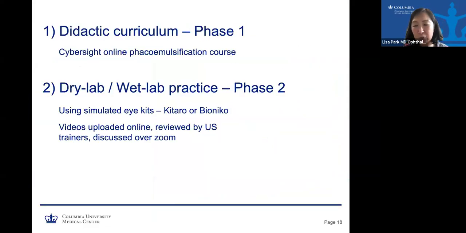So we've broken down those same components of our curriculum to be these 4 phases of this course, obviously in a very shortened version. And so the first is the didactic curriculum. A part of that is our meeting with you over these Zoom meetings in order to talk about certain issues, but we're asking you to take this CyberSight online phacoemulsification course. I'm sure many of you have already seen this. This is put out by Orbis, and this is a course that goes through in detail all the steps of surgery.